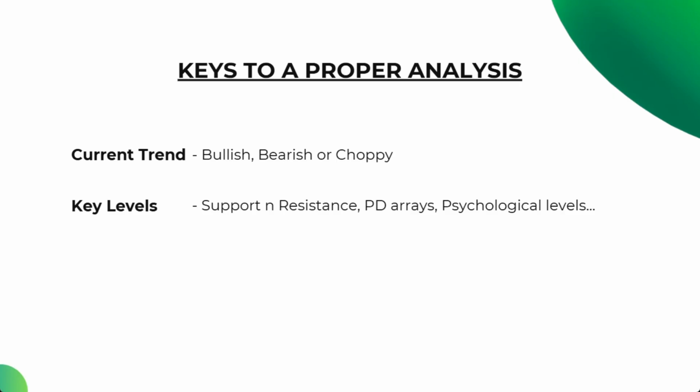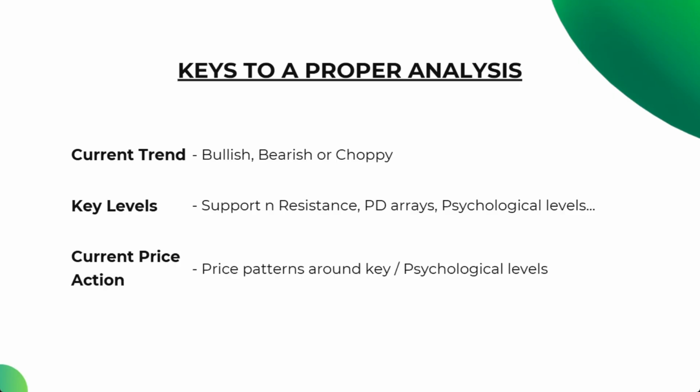And then after you've identified the trend and your key levels, the next thing you want to look at is the current price action. Now, what do I mean by the current price action? It is actually the price action and how they form around key and psychological levels. So how does your price action trade around your key support and resistance level, around your PDRAs level, and around the psychological level? These three things will help you shape up a trade narrative and tell you if you're going to be buying or selling a currency pair.